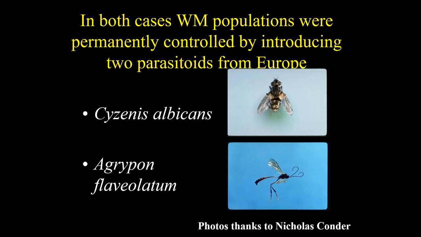All right, so both the Western introductions were permanently controlled by the introduction of these two parasitoids. This is the parasitic fly and a parasitic wasp. So here, albicans is a fly, Agathis flaviolatum is the wasp. And all parasitoids make a living in a similar way. They lay their eggs on or in the host, in this case the host caterpillar. And the larval fly and larval wasp develop inside the caterpillar and kill it. So that's the whole idea. Biological control is largely based on the introduction of these species.